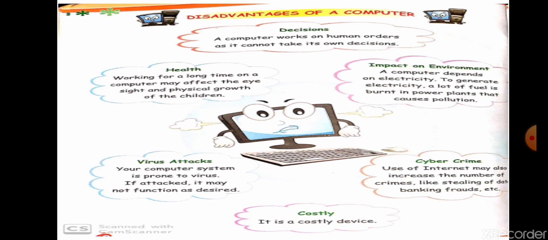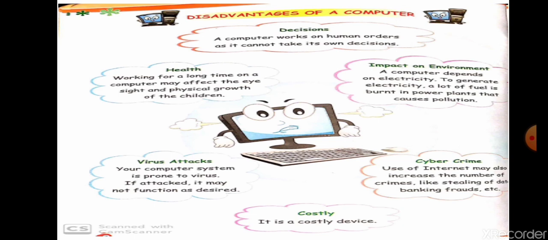Now virus attacks. Virus attacks can happen in a computer. Your computer system is prone to virus. It could be attacked by virus and will not function as you want. Moreover, the computers are very costly and the impact on the environment is also not good. We all know that computer works with the help of electricity, and to generate electricity, a lot of fuel is used and it causes pollution.